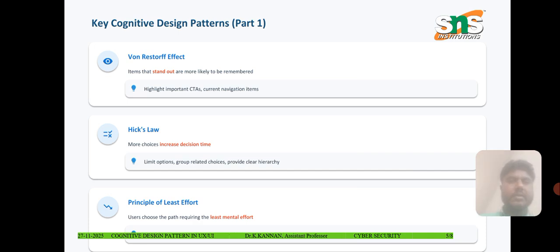Next is cognitive design patterns. The von Restorff effect is when an item stands out and is more likely to be remembered. Highlight important or current navigation items. Next, Hick's law: more choices increase the decision time, so limit options, group related choices, and provide clear history. The principle of least effort is that users choose the path requiring the least mental effort.